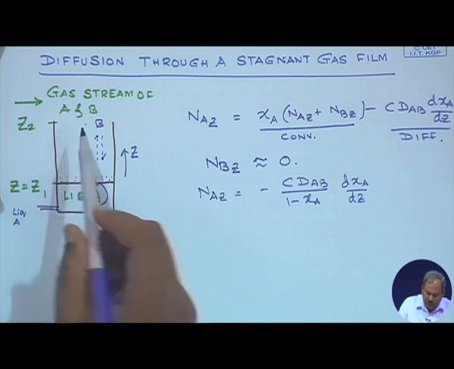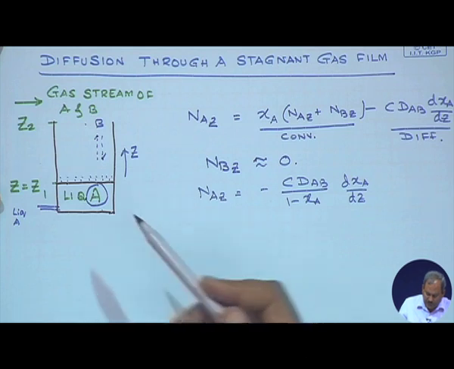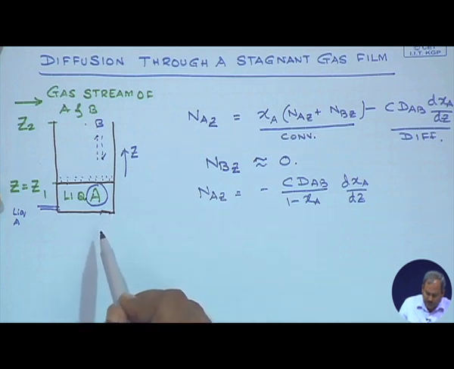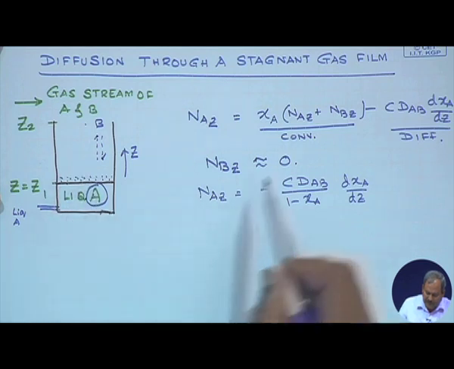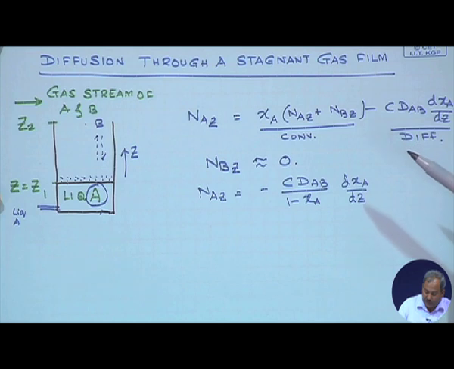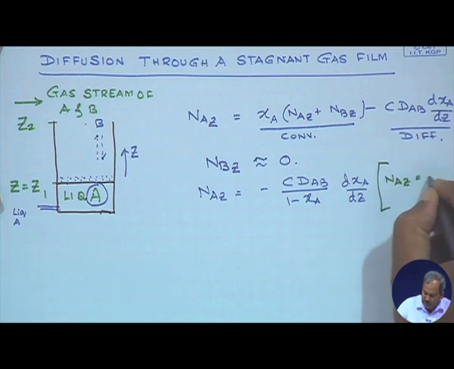So, there would be no convection created by the rapid evaporation of A for those liquids which have a higher temperature of boiling. If it boils at a higher temperature, then the number of molecules here would be less, so there would be no convection. For a diffusion only case, the form of this equation would simply be N_Az equals minus C D_AB dx_A by dz.